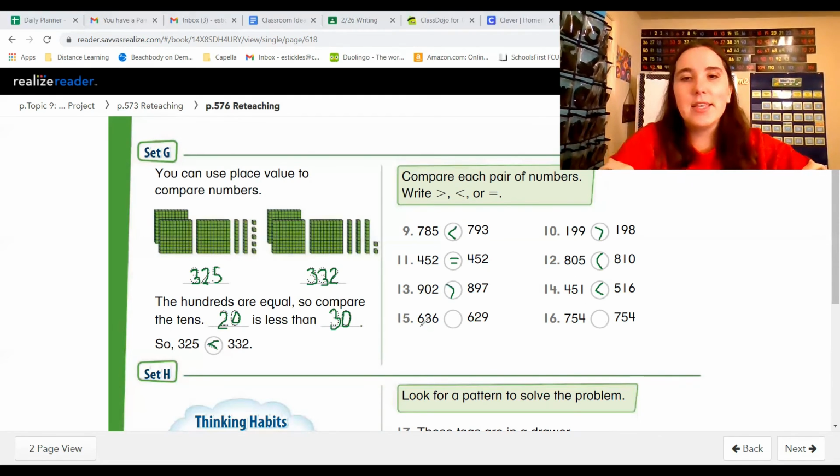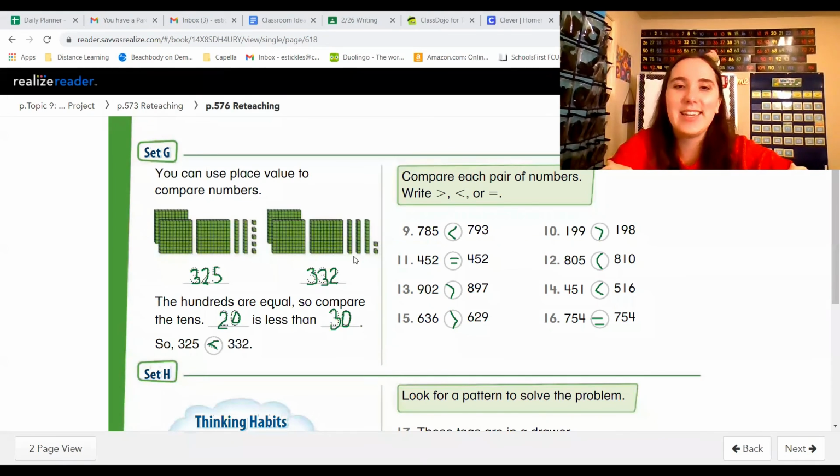Last couple. 636 is greater than, less than, or equal to 629. What do you think? Hundreds are the same. What about those tens? Well, 3 tens is bigger than 2 tens, so 636 is greater than 629. Last one here, 754 is greater than, less than, or equal to 754. They're the same. 7s in the hundreds, 5s in the tens, and 4s in the ones. That means 754 is the same as or equal to 754.